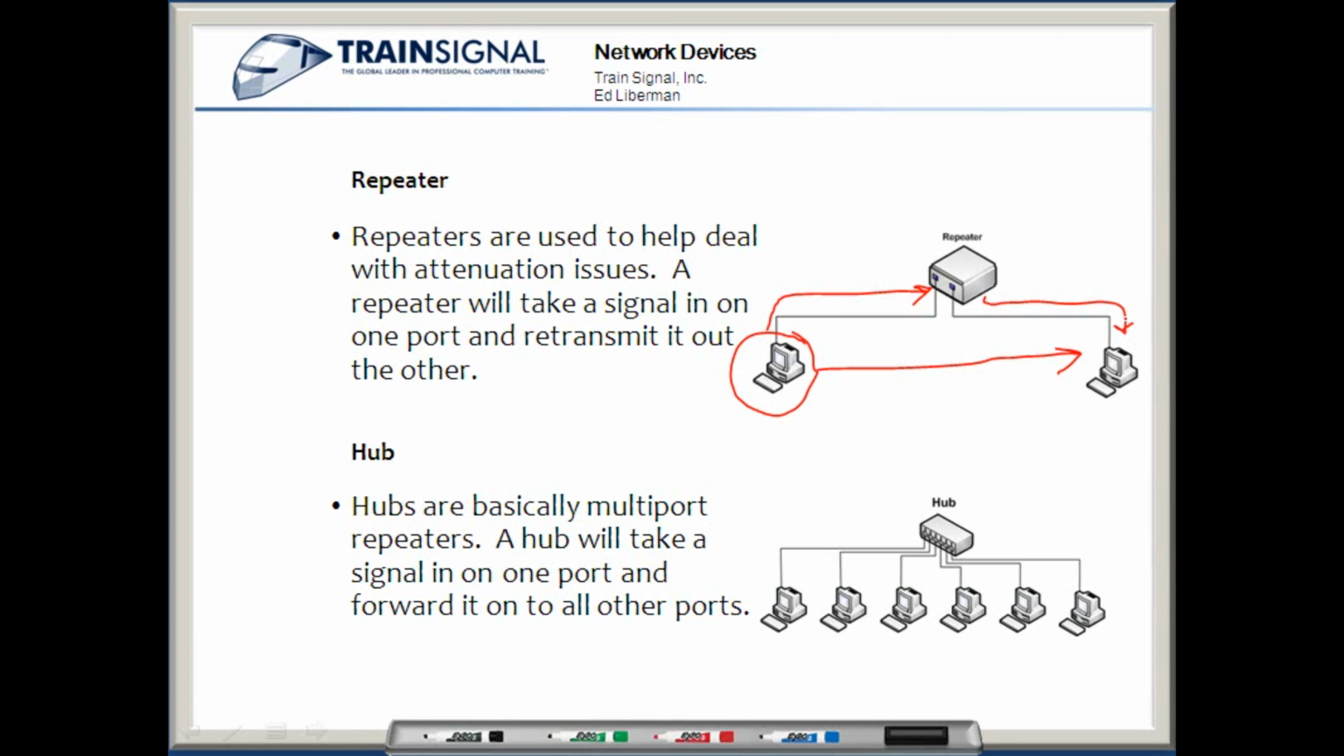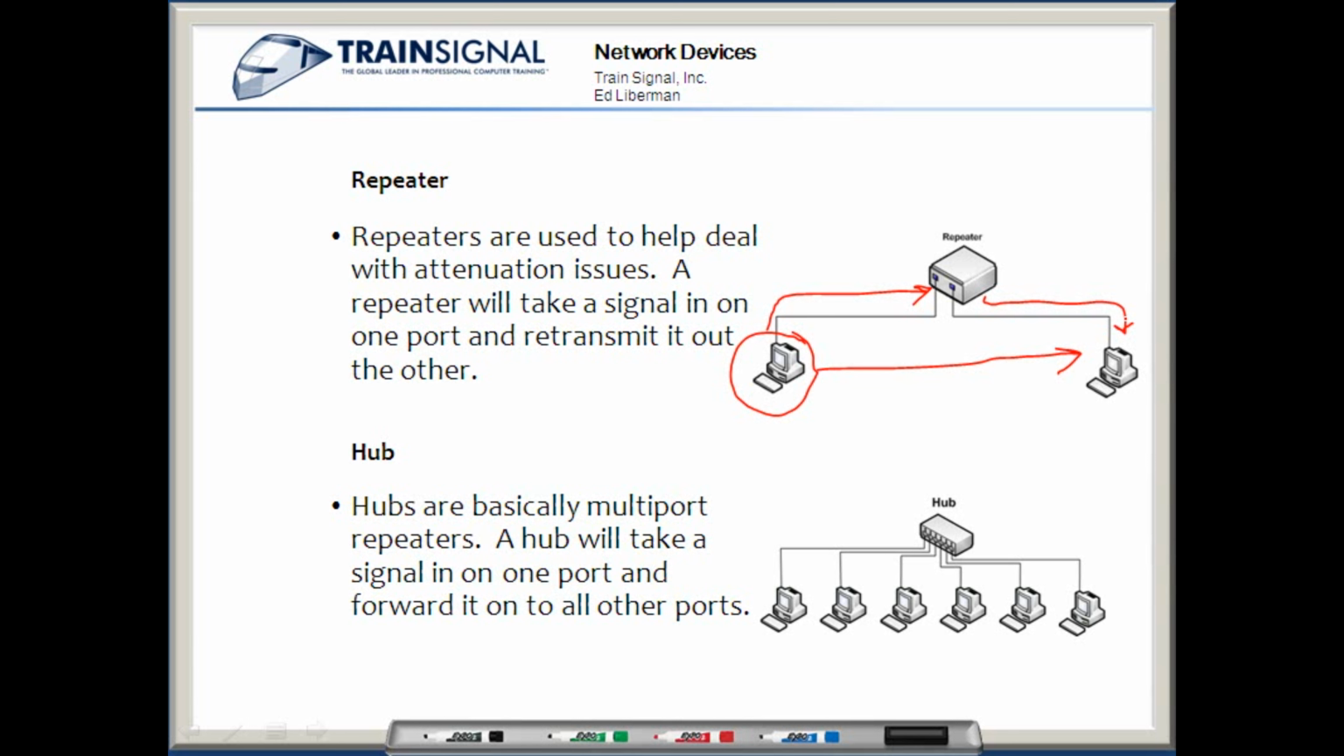Now, I will tell you that a repeater functions at the physical layer, or layer 1 of the OSI model. You may remember that from the OSI video, where I had a repeater listed down at the physical layer. It has no special functionality other than to hear a signal and repeat it.